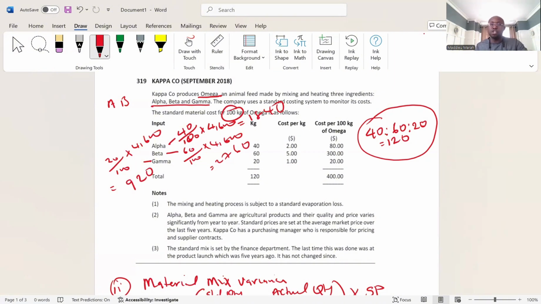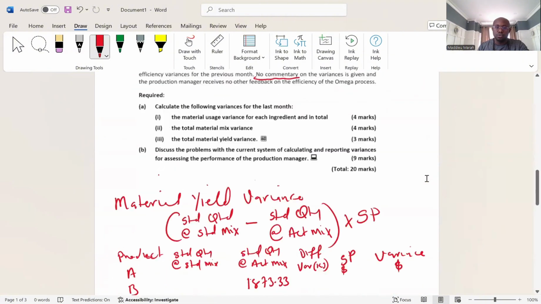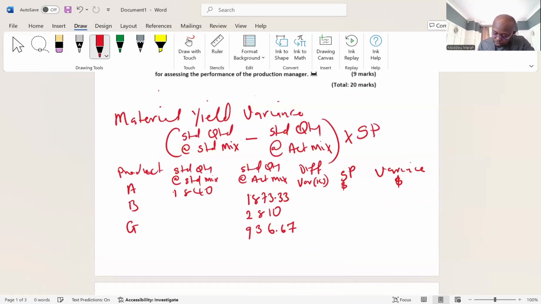Okay, so we have the figures. We now have the standard quantity at standard mix. You get? So the first one, 1840, 2760, and 920. This is just the usage variance formula. So now we have the standard quantity at standard mix.